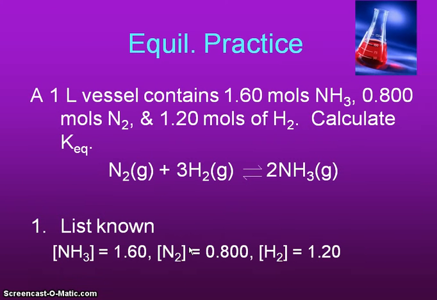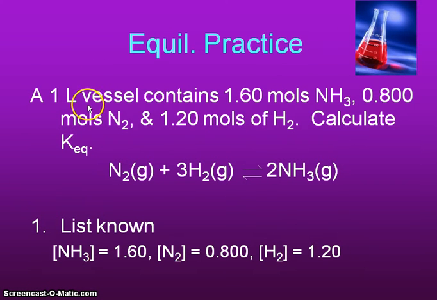So here's a sample problem. This one tells us that we have a 1 liter vessel containing 1.6 moles of ammonia, 0.8 moles of nitrogen, and 1.2 moles of hydrogen. Calculate KEQ. And we're already given the balanced equation. So the first thing we need to do is to go through and find the concentrations, because that's what's going to go into our equation.